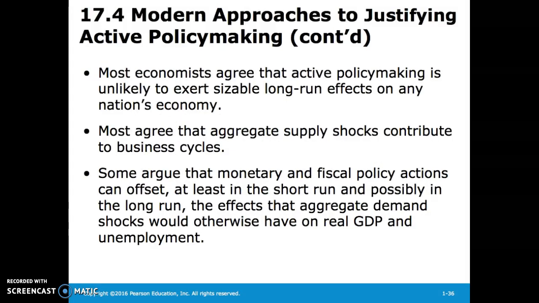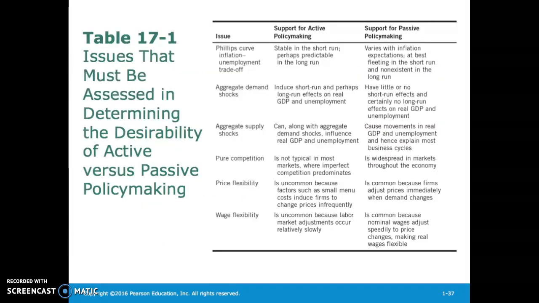However, most economists do agree that active policymaking is unlikely to exert sizable long-run effects on any nation's economy. Most agree that aggregate supply shocks contribute to business cycles. Some argue that monetary and fiscal policy actions can offset, at least in the short run, and possibly in the long run, the effects that aggregate demand shocks would otherwise have on real GDP and unemployment. In this table we can see what issues we should consider when determining the desirability of active versus passive policymaking.